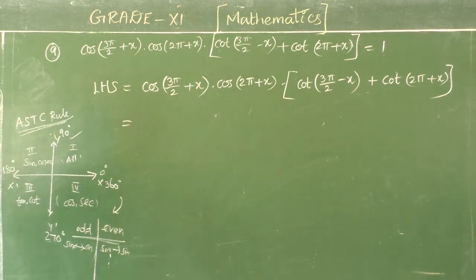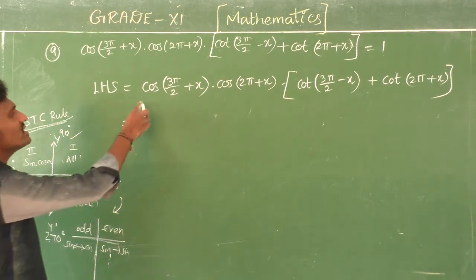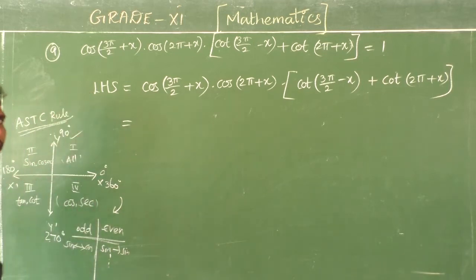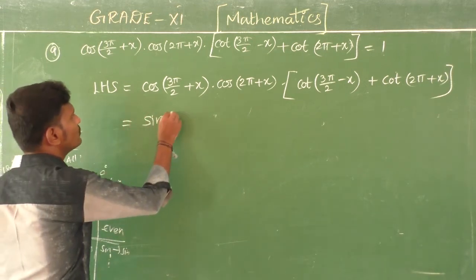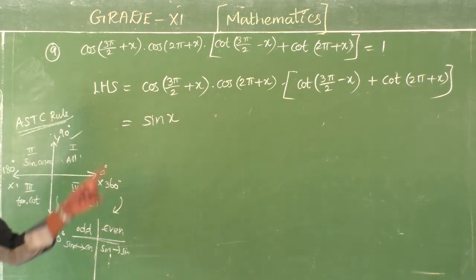Now cos(270 plus theta), I mean 270 plus x. Where will it come? This is the fourth quadrant. From the fourth quadrant, what will be positive? Cos and secant. So cos(270 + x) is equal to what? 270 is an odd function, so cos will become sine. So sin x. Okay, have you got it, children?